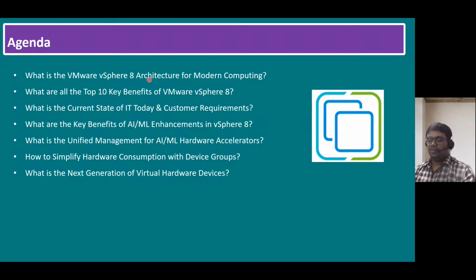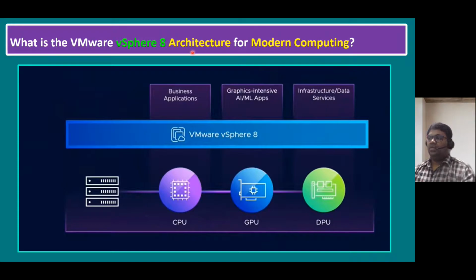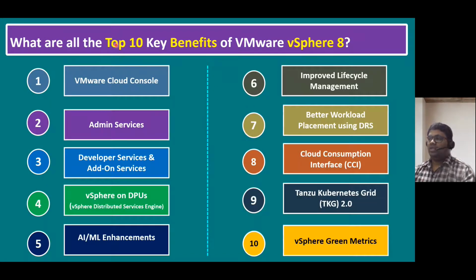Okay, so let's start with the first point. Within our vSphere 8 architecture for modern computing, as we are aware, the CPU is mainly for business applications, a graphical processing unit for graphics-intense AI and ML apps, and a DPU for infrastructure and data services. So now we are focusing on the AI/ML app enhancements. The top 10 key benefits we already covered in our previous session, so today we are focusing on the fifth point, artificial intelligence and ML enhancements. We can discuss what the actual enhancements are now.